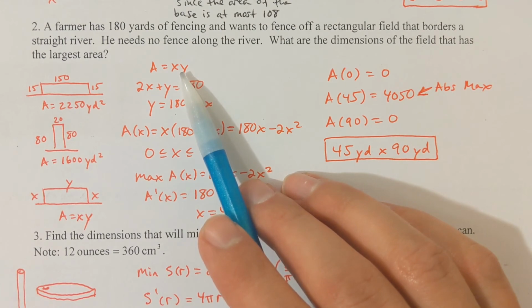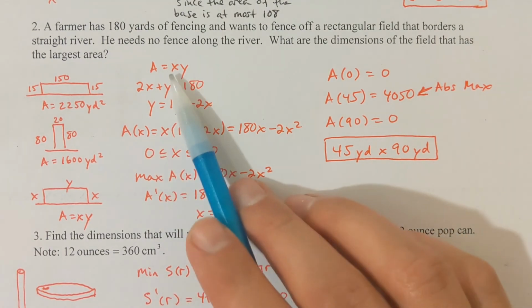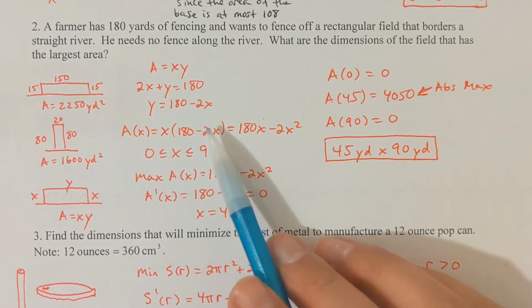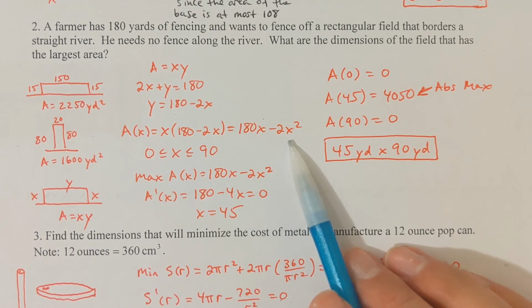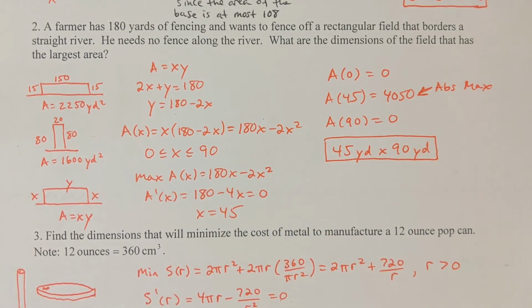In creating this function, A of x, it's going to be x times y, but where I see y, I'll go ahead and write 180 minus 2x. That way everything is in terms of x. Distribute x into those terms. And I want to state the conditions on x.